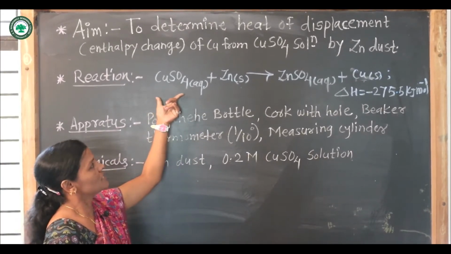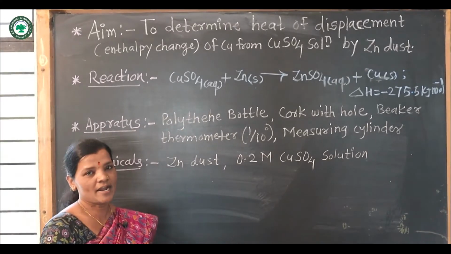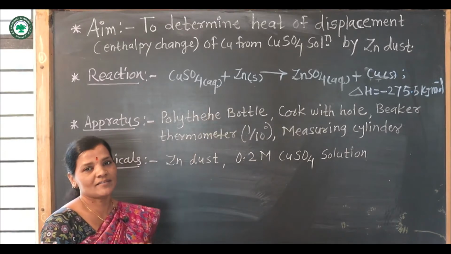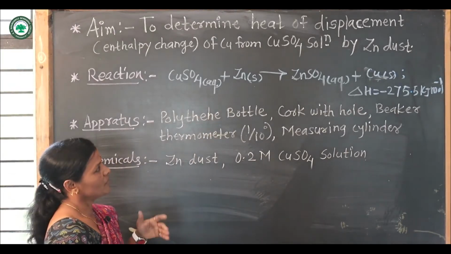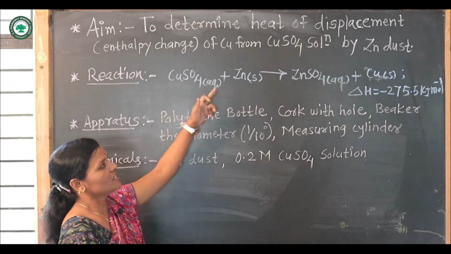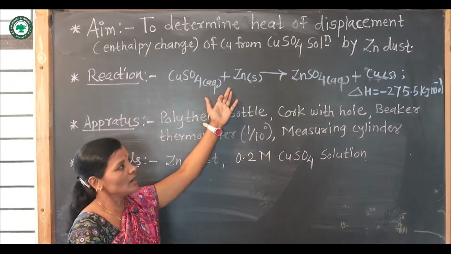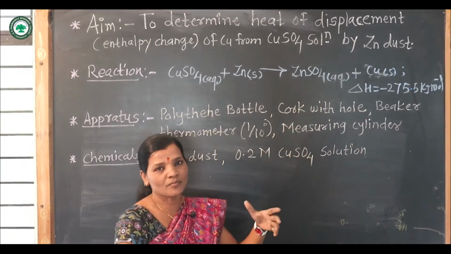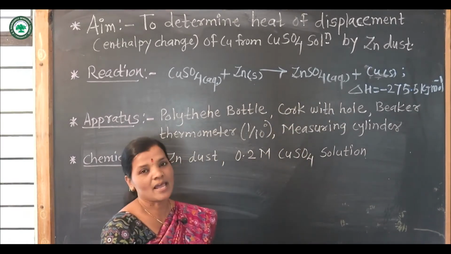Now here we have to consider copper sulfate solution and we are going to add zinc dust in aqueous solution of copper sulfate. Now here the copper from this copper sulfate gets displaced by this zinc metal, and here we will get formation of copper in solid form and zinc sulfate in aqueous form.